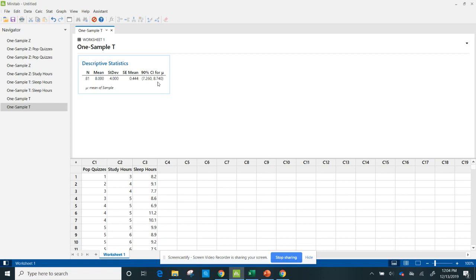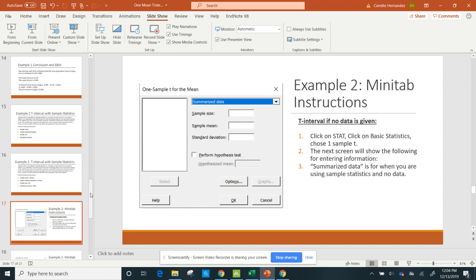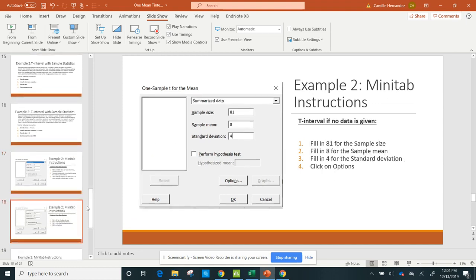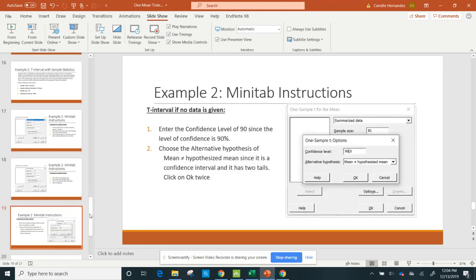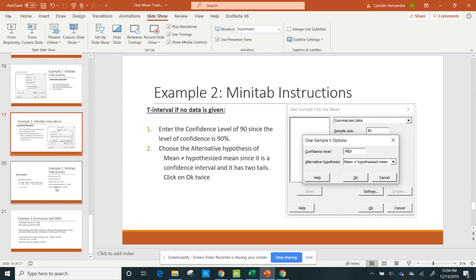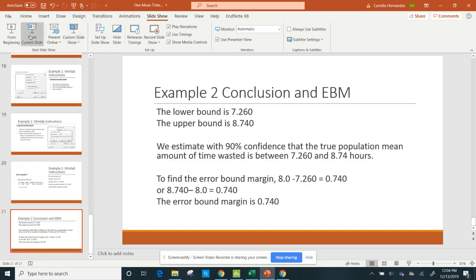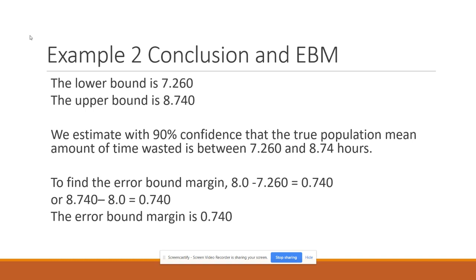So let's go ahead and go back to the PowerPoint and let's interpret it. And again, in the PowerPoint, I have the Minitab instructions if you want to print those out or look at them for future reference. So here I go. Let's do our conclusion. The lower bound was 7.260 and the upper bound was 8.740.